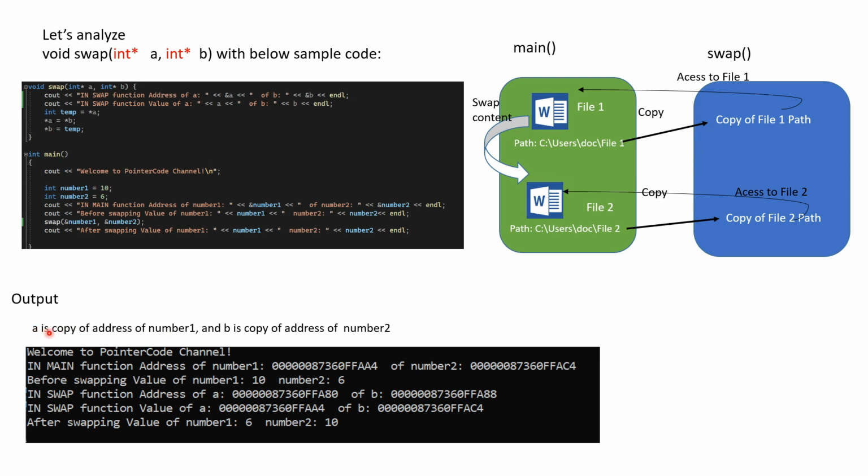So in this case, A is a copy of the address of number 1 and B is a copy of the address of number 2. It's still passed by copy, but the one thing is that in a pointer it is a copy of the address, not a copy of the content. So you can call it pass by reference.